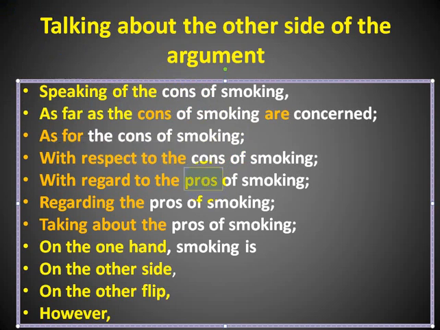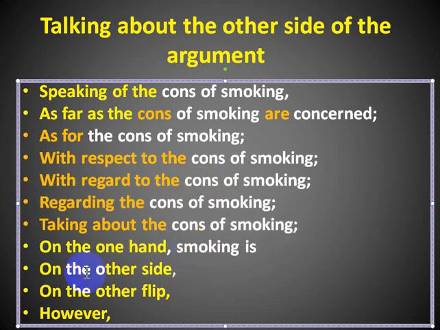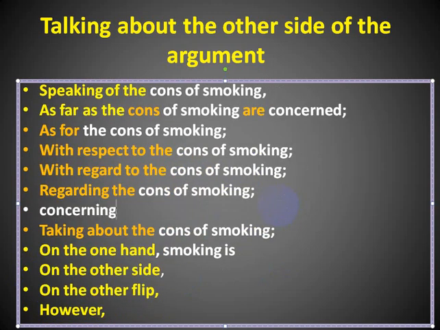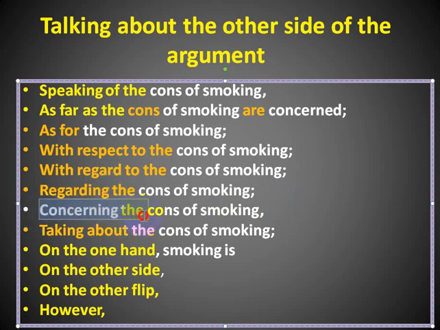Again, here we have with regard to the cons of smoking, regarding the cons of smoking, talking about the cons of smoking. On the other hand, smoking is, on the other side, on the other flip. However, also we have what we said, concerning the cons of smoking. So here we have another structure. All these expressions can be used to talk about the other part or side of the argument.